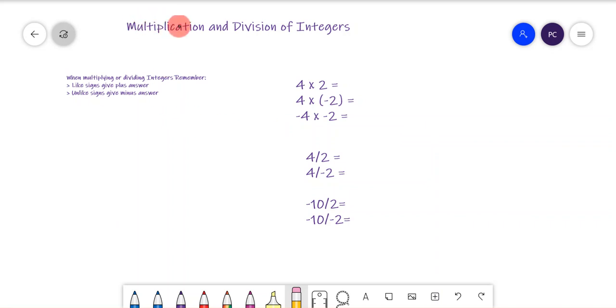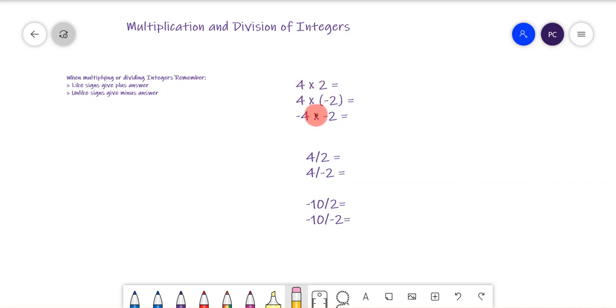So, multiplication and division of integers. This here is a very important rule to remember, to commit to memory when working with multiplication and division of integers. When multiplying or dividing integers, you need to remember this rule: like signs give a plus answer, unlike signs give a minus answer. So what do we mean by that? Let's have a look at some examples here.